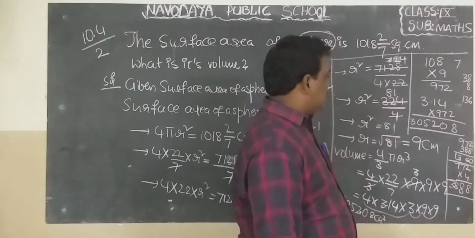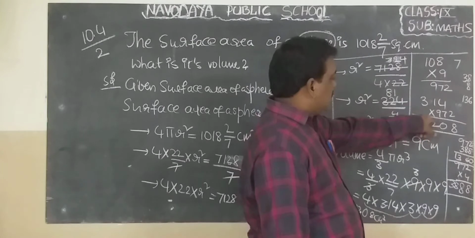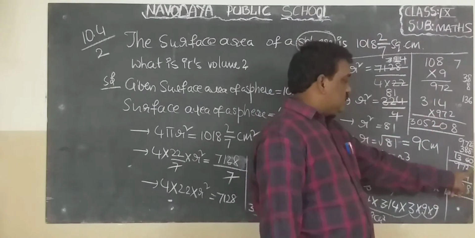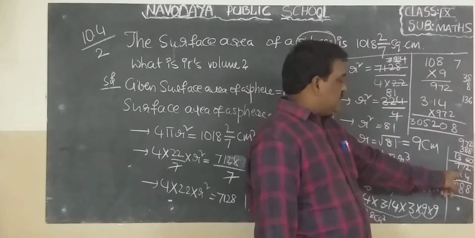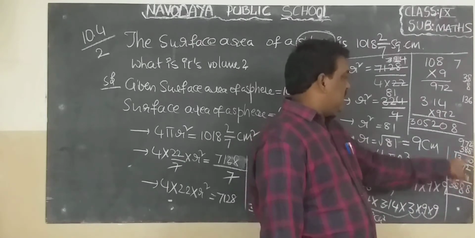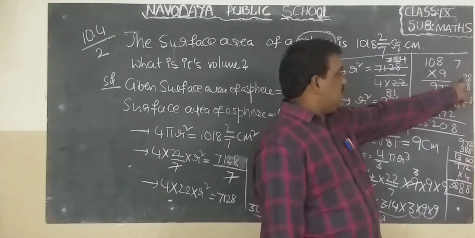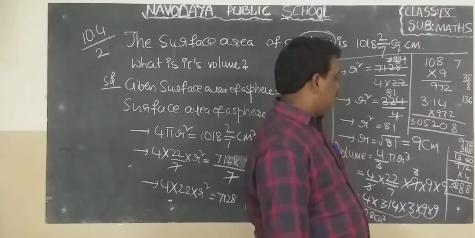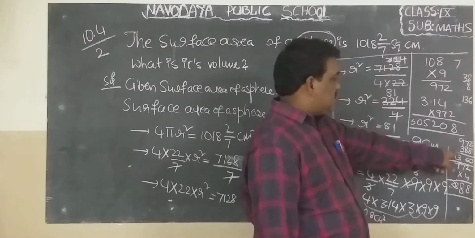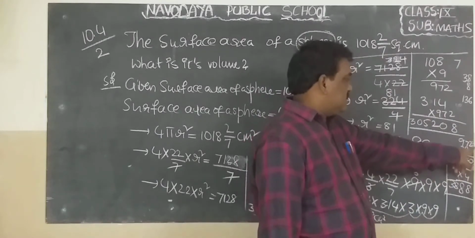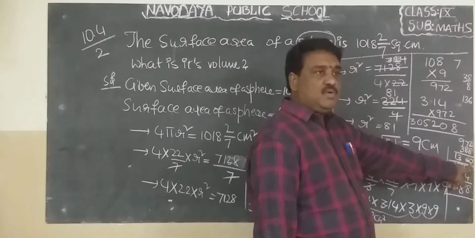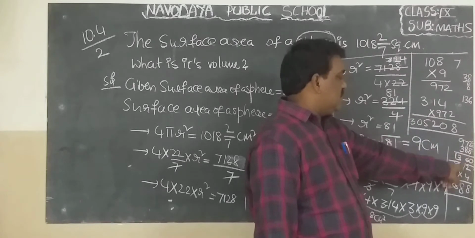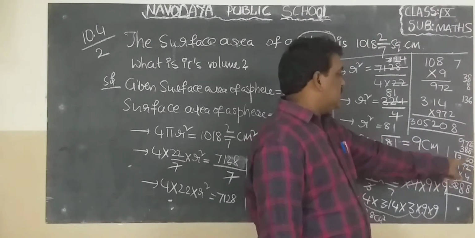972 into 3.14. Multiply with 314. So 972 into 4, how much? 4 2s are 8. 4 7s are 28. 4 9s are 36. 3888. So write 8 here. 972 into 1. 972 plus 388. How much? 2 plus 8, 10. 7, 8, 15, 16. 9, 3, 12, 13. 1360.